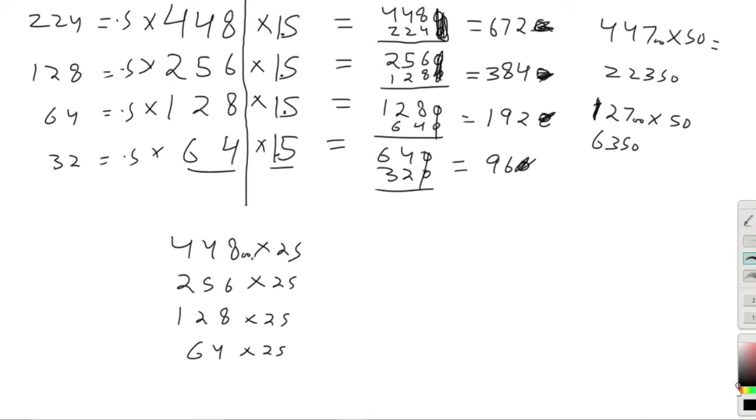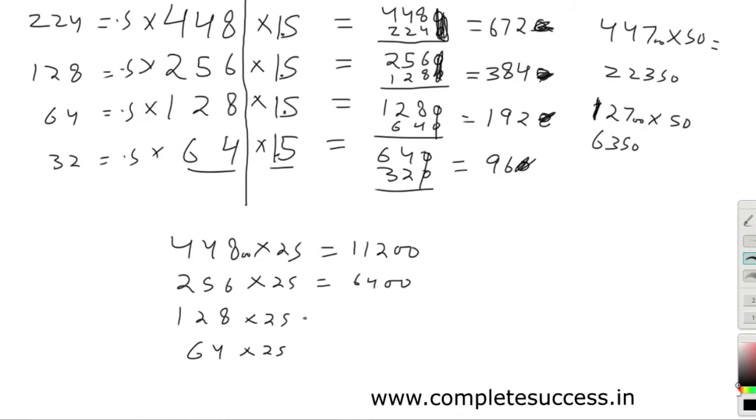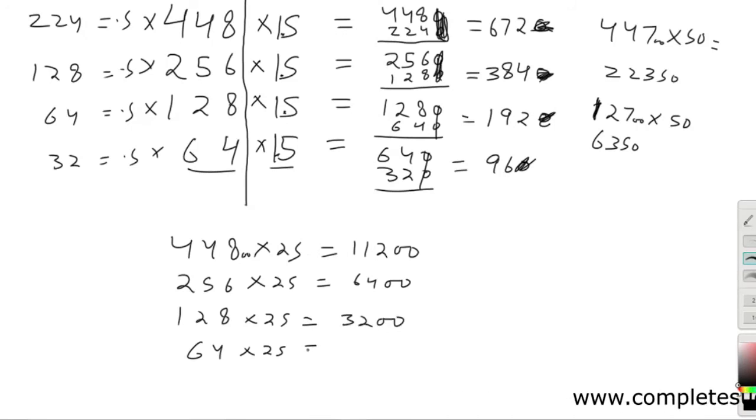we add 00, then we do half of half, or we simply divide it with 4. So what is your answer? Divided with 4. 11200 divided with 4. 6400 divided with 4. 3200 divided with 4. 1600. Add 00, then divide with 4.